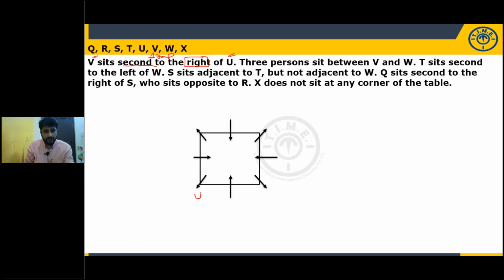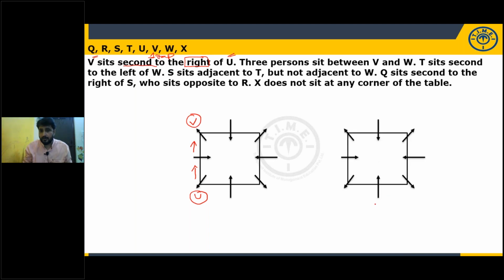First, I am taking U at the corner. Now, V is second right of U. As U is facing away from the center, this side will be the right side. I am not going to discuss left and right for facing the center or away from it, because you know everything, and we are just answering the questions. So V will be here. But we don't know that U is exactly at the corner. U can also be at the middle of the side. So second right, this side will be the right side now, and V will be here.